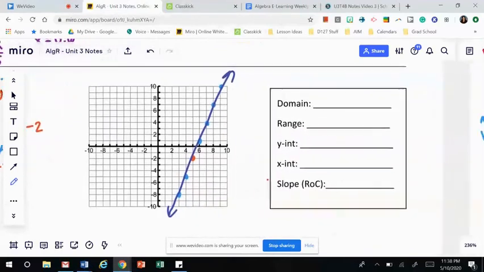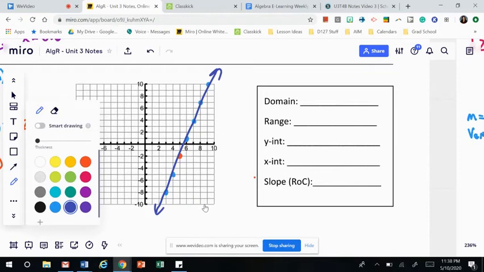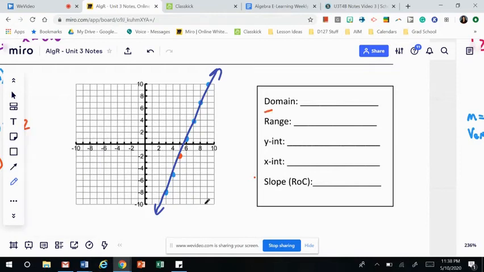All right, let's move on to our characteristics. So our domain is what's happening as our graph goes to the left and to the right. So as our graph goes to the left, we're going further to negative infinity, and to the right, we're going to positive infinity. Our range is what's happening to the graph as we go from the bottom to the top. So from the bottom, we're going down to negative infinity, and to the top to positive infinity.